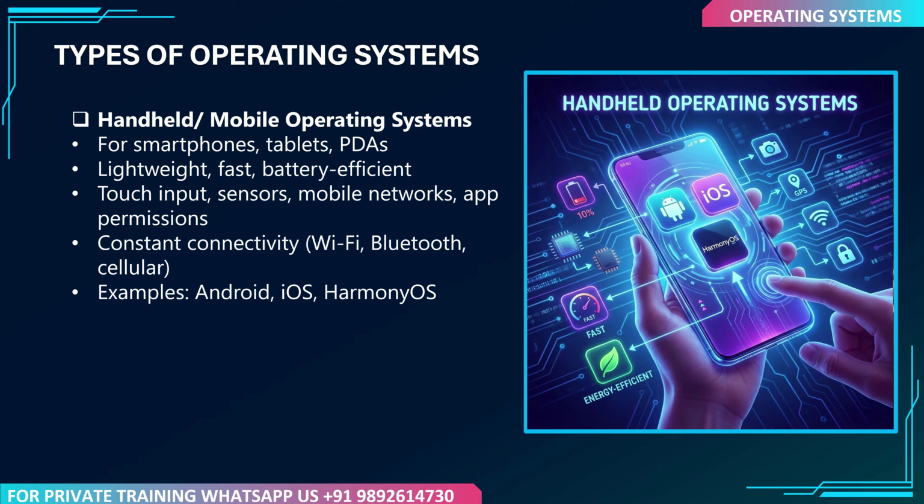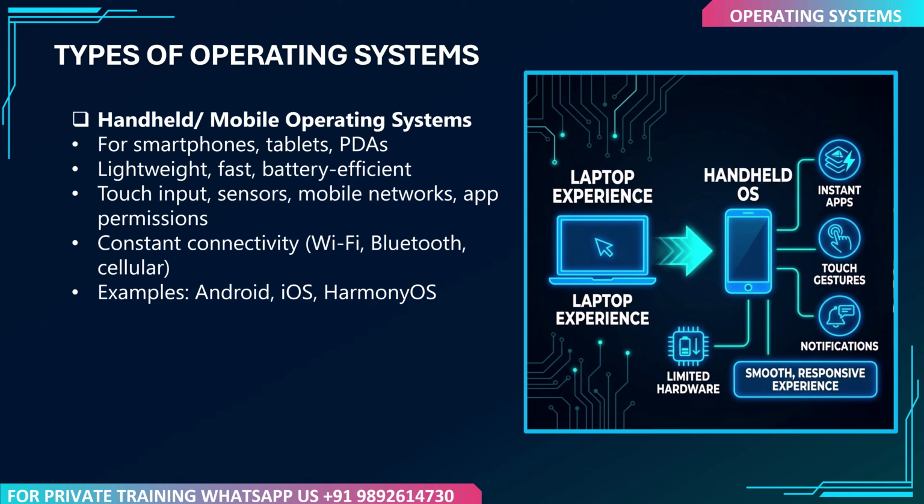Examples include Android, iOS, and HarmonyOS. These systems manage touchscreen input, sensors, mobile networks, and app permissions. Think about when you switch from using your laptop to your phone. On your phone, everything feels simpler: apps open instantly, touch gestures replace the mouse, and notifications keep you updated. That's the design goal of handheld OS, a smooth, responsive experience on limited hardware.